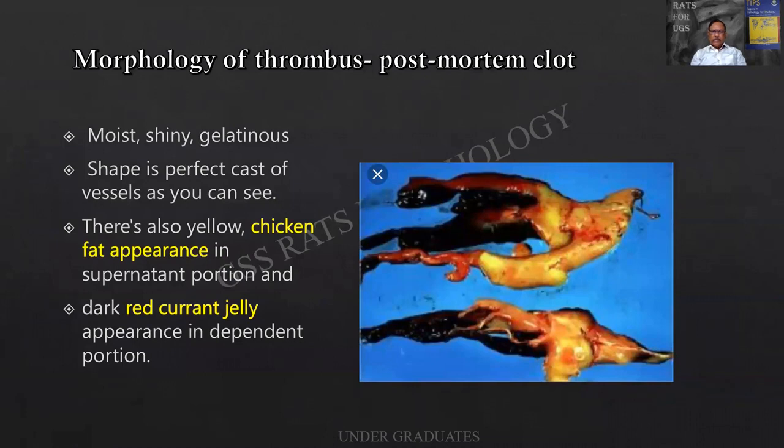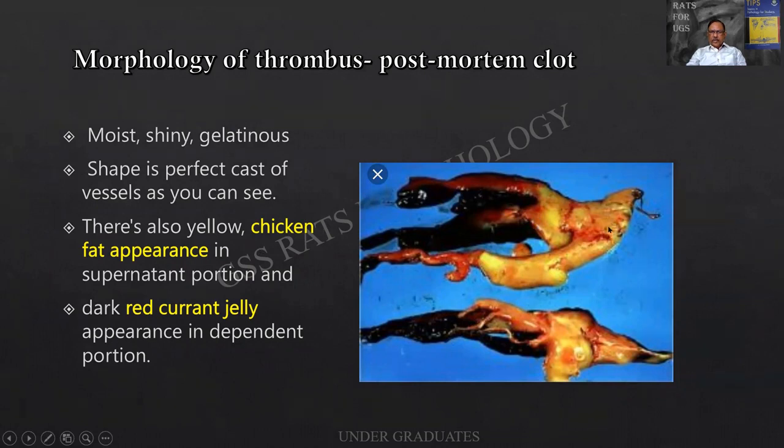Morphology of a thrombus, I'm just continuing. This is a post-mortem clot. In this picture, I'm able to see two colors. One is yellowish and another is dark violetish blue. It is moist, shiny, and gelatinous. It is a perfect cast of a blood vessel. Cast means there is a container and what it contains will be exactly of the same outline. That is called a cast. During Vinayaka Chaturthi and all, you people see that Lord Vinayaka is made of a cast.